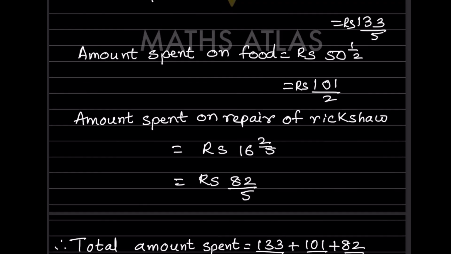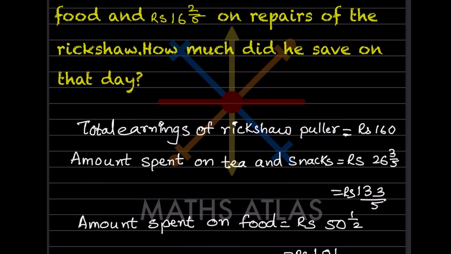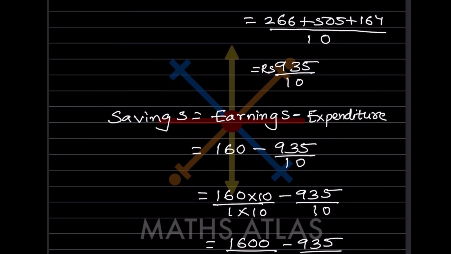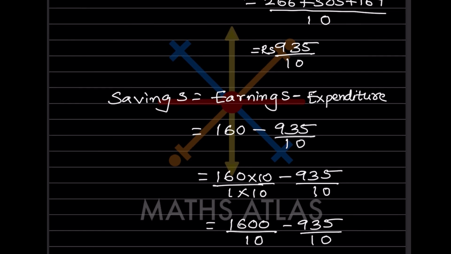And now they have asked, how much did he save? Savings means what? That will be earnings minus expenditure. So earnings means how much did he earn? That was 160. And the expenditure means whatever he spent, that was 935 by 10.